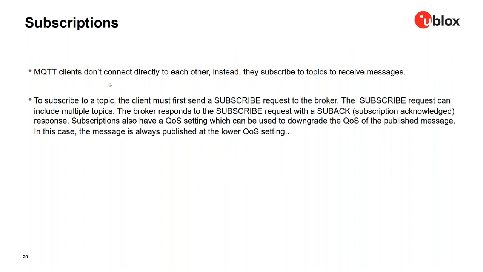Now, as we said before, the MQTT clients don't directly connect to each other. They subscribe to the topics on the broker. And they do this by issuing the subscribe command, which the broker then responds to with an acknowledgement. And the client can decide the quality of service at which it wants to receive messages, which allows it to downgrade the quality of service of the original published message. And we'll talk about that a little bit more when we look in more detail at quality of service.